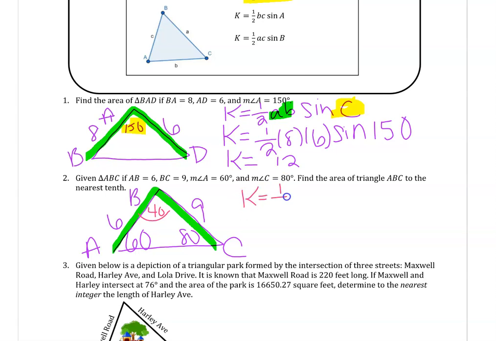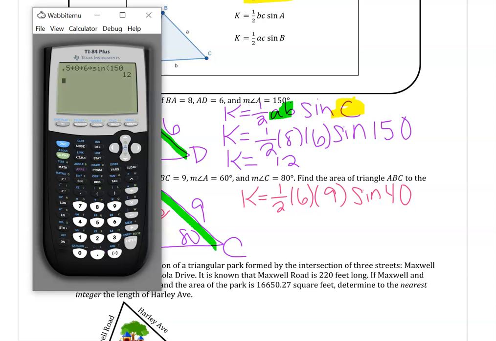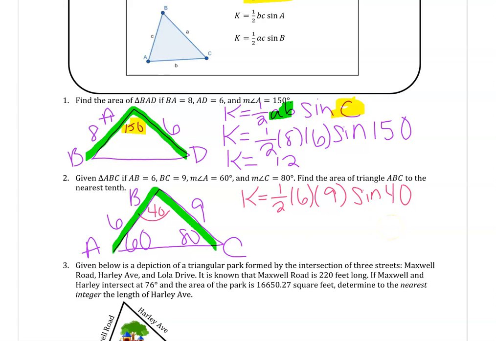So area equals 1/2, I'm just going to plug in the sides. So 6 times 9 times the sine of our included angle. And now we jump to our calculator. So 1/2 times 6 times 9 times the sine of 40. So 17.4 to the nearest tenth. There you have it.